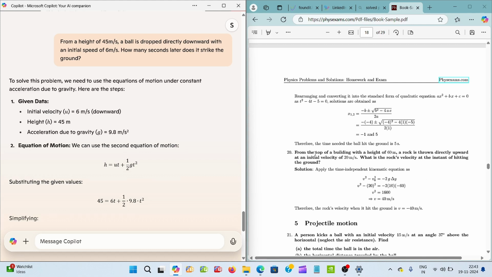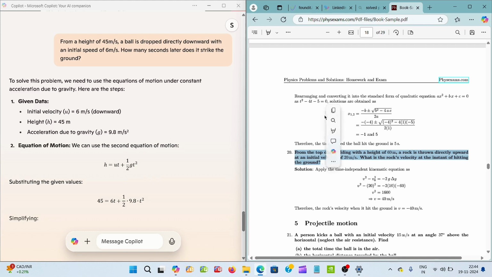So the problem is: from the top of a building with a height of around 60 meters, a rock is thrown directly upward at an initial velocity of 20 meters per second. What is the rock's velocity at the instant of hitting the ground? We will use CoPilot to solve this problem, and then we will compare the results with the human tutor who has solved the problem here.